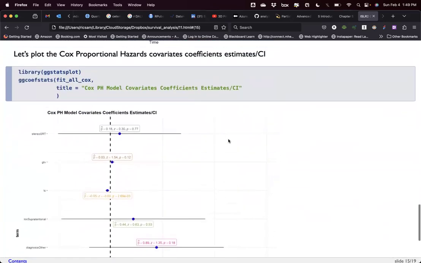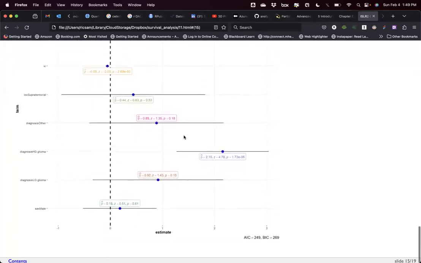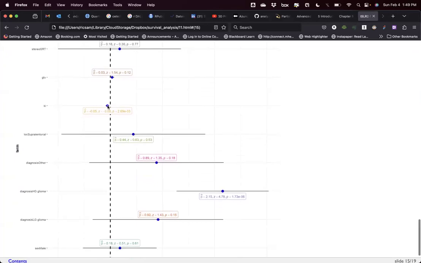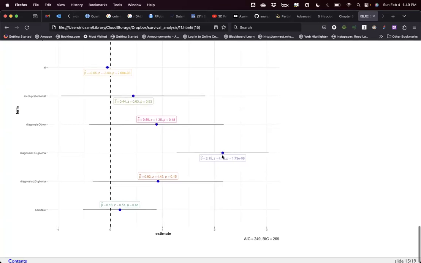And this is another plot from the ggstats package, okay? And this clearly gives you a glimpse of the covariates and which are statistically significant or not. The ones that cross the zero, from the confidence intervals of the estimates, that means that the p-value is greater than 0.05. If it doesn't cross, then it's statistically significant. So chi stays right there, right? It doesn't touch the dotted zero line. And also the HG glioma factor, which is way to the right and the confidence interval doesn't touch the zero mark. All right?